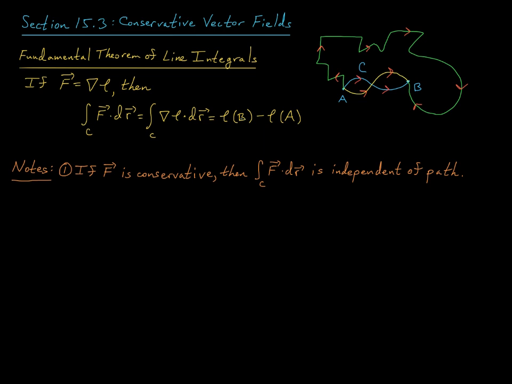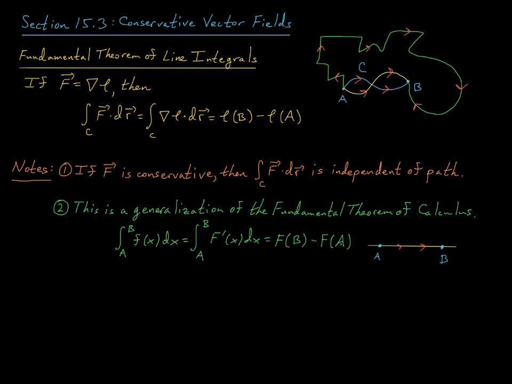So this is a really big deal from a computational standpoint, because if you can find a function phi whose gradient is F, in other words, if you can find a potential function, then you can completely circumvent having to compute the line integral directly like we were doing in the last section, where you have to parameterize the path and then use that parameterization to compute the line integral. Here, all you have to do is evaluate your potential function at the endpoints, subtract, and you are done. So that is really, really nice.